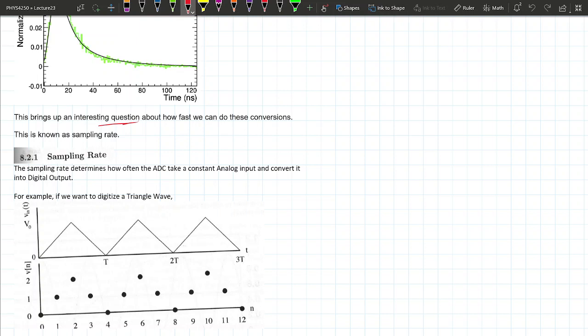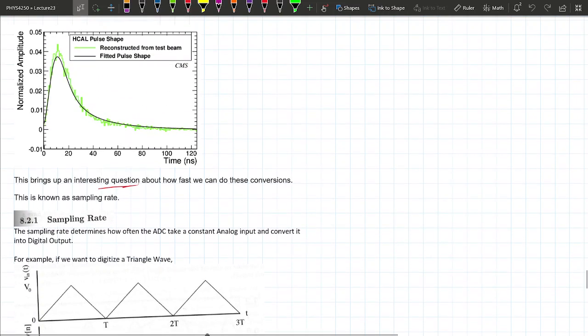But let's go back to this idea of sampling rate. Over here on this little plot, this green thing is the reconstructed signal.